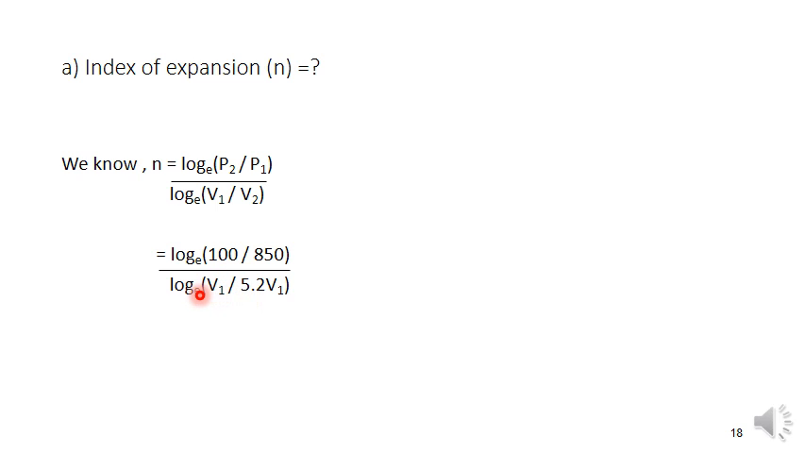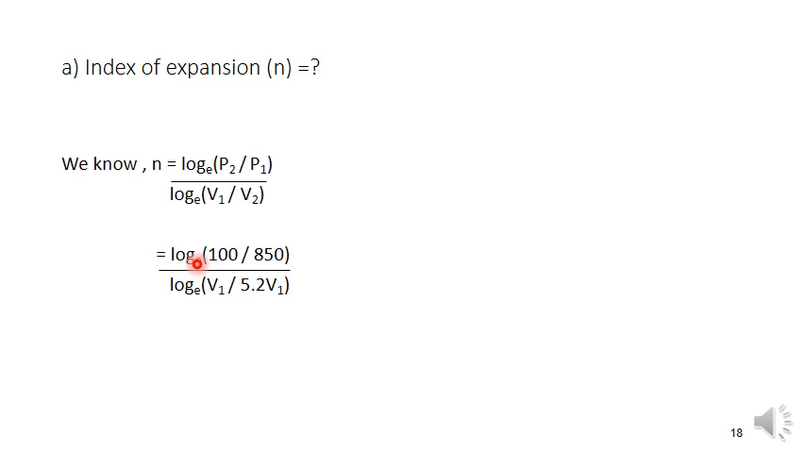But many students made the mistake of continuing the calculation as log e 5.2. Log e 5.2 is not correct. It is log e of 1 divided by 5.2. We have to calculate ln, bracket open, 1 divided by 5.2. Here the 5.2 is in the denominator, not in the numerator. V1 and V1 get cancelled, and after cancelling, what remains is 1.